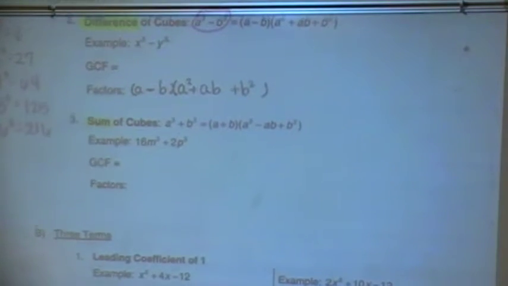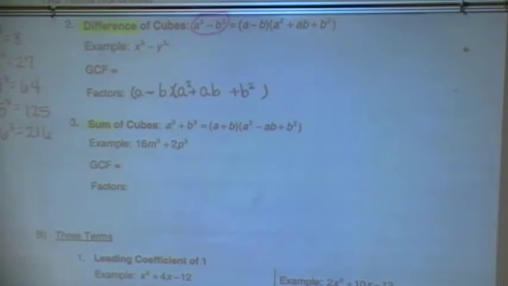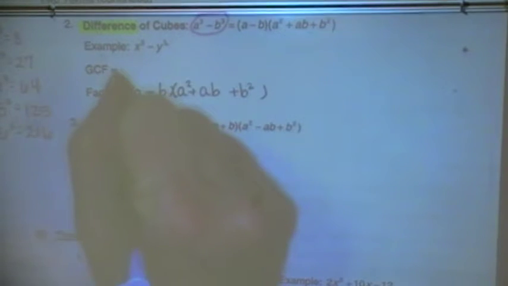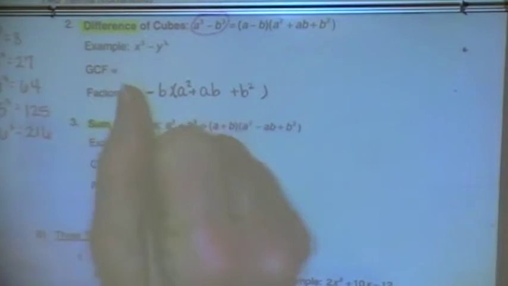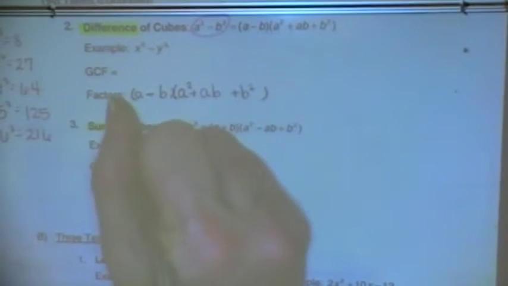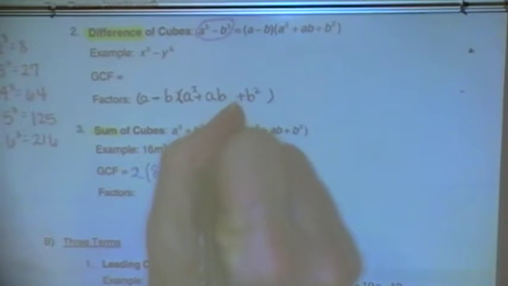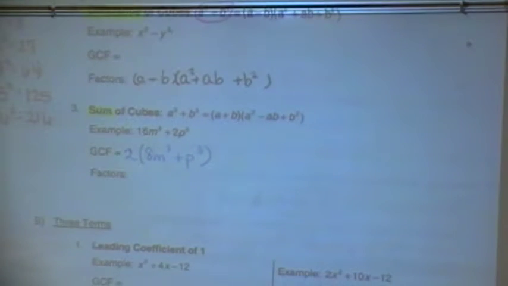The pattern for a sum of cubes is the same as the pattern for a difference of cubes. First you ask yourself, is there a GCF? This time there is. And I'm glad, because if there wasn't, these two numbers were not perfect cubes, nor were they perfect squares. But if I factor out a 2, that gives me 8m cubed plus p cubed. And now they are perfect cubes.